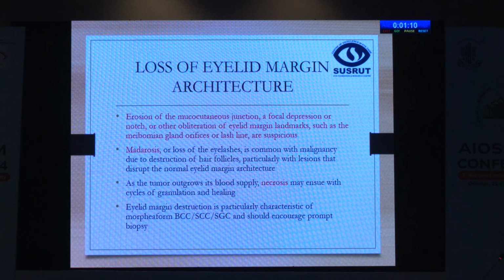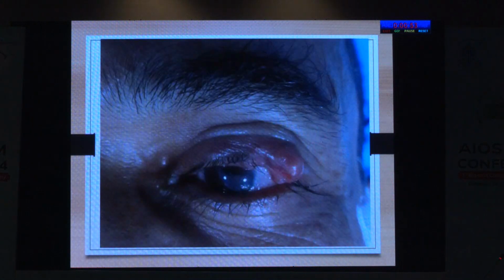And again, loss of eyelid margin architecture, meaning erosion of the mucocutaneous junctions, focal depressions or notches, or other obliteration of eyelid margin landmarks such as the meibomian gland orifices and lash line, is suspicious. Madarosis and necrosis also add to this. Here you see margin irregularity, no lashes, no lid margin architecture. This was histopathologically proved to be a case of sebaceous gland carcinoma.